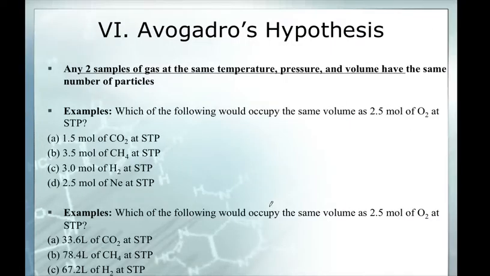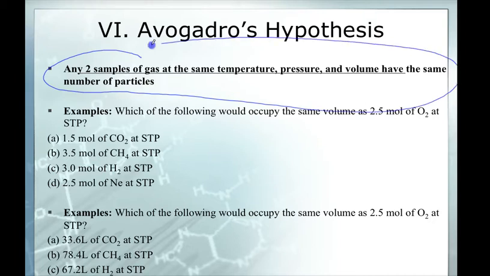Let's go on to this. This is Avogadro's hypothesis. Avogadro's hypothesis is something that you should probably memorize the definition of, because that's really all that you need. And you can see here, this is basically what his hypothesis says. Any 2 samples of gas, or any 3 samples, that are at the same temperature, pressure, and volume will have the same number of particles.